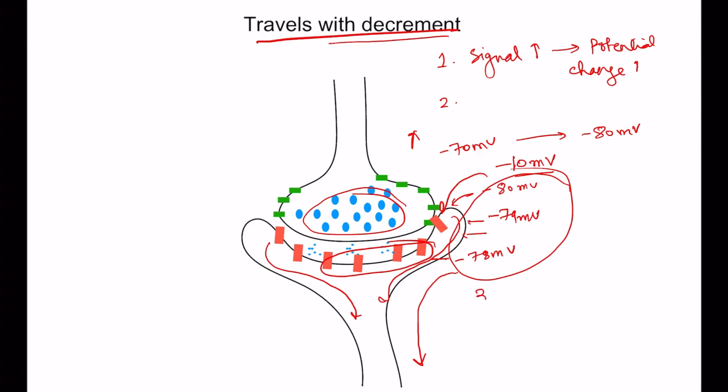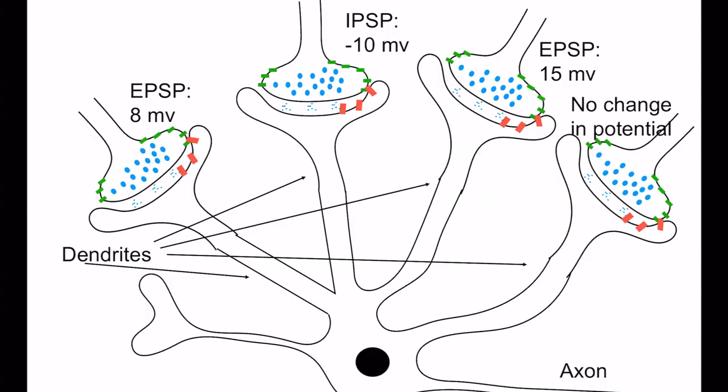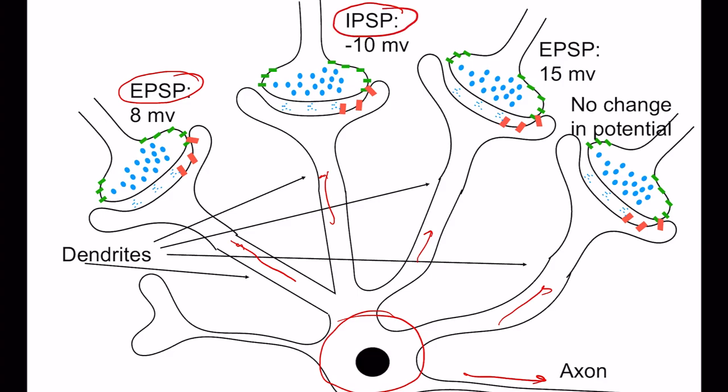And the third very important property is that it can be summed up. It can be added up. That we'll see in detail. See, now here is one neuron, and this is the axon and this is the cell body, and there are so many dendrites, right? For simplicity's sake, I have just shown one dendrite with one synapse. Now you see that maybe at this synapse there is generation of EPSP. At another synapse there may be generation of IPSP. And you see the quantity also. EPSP here changes 8 millivolt. IPSP here changes minus 10 millivolt.